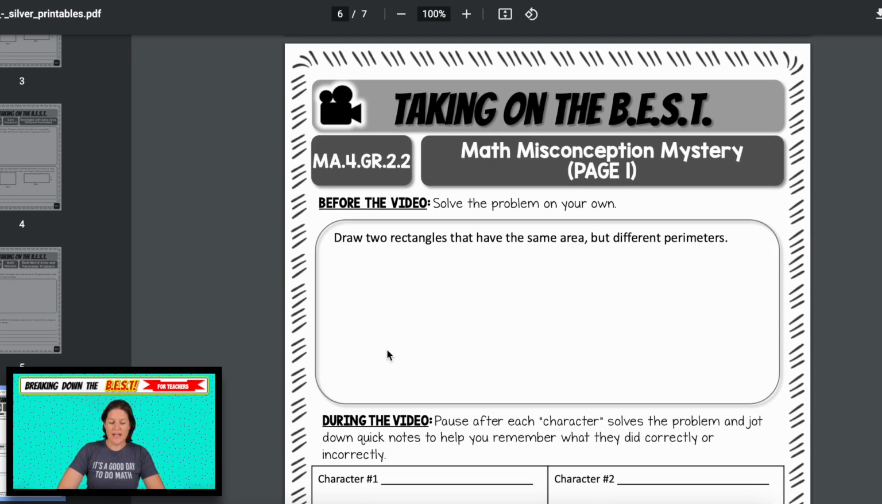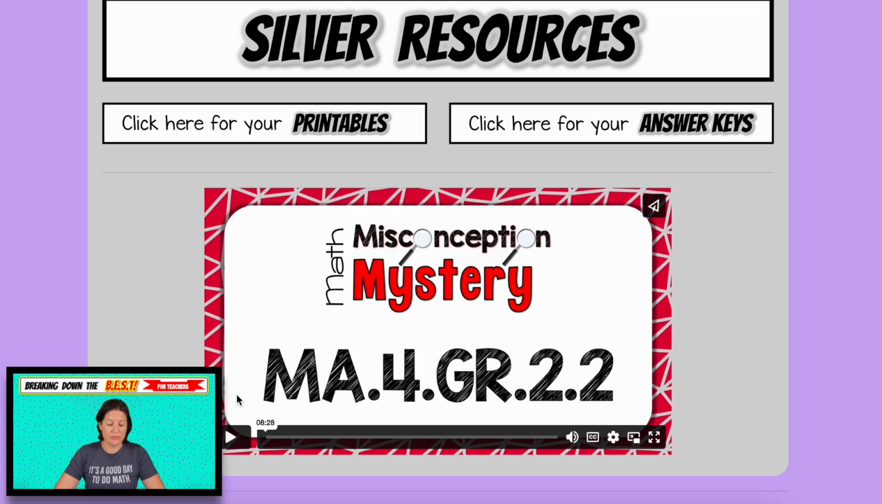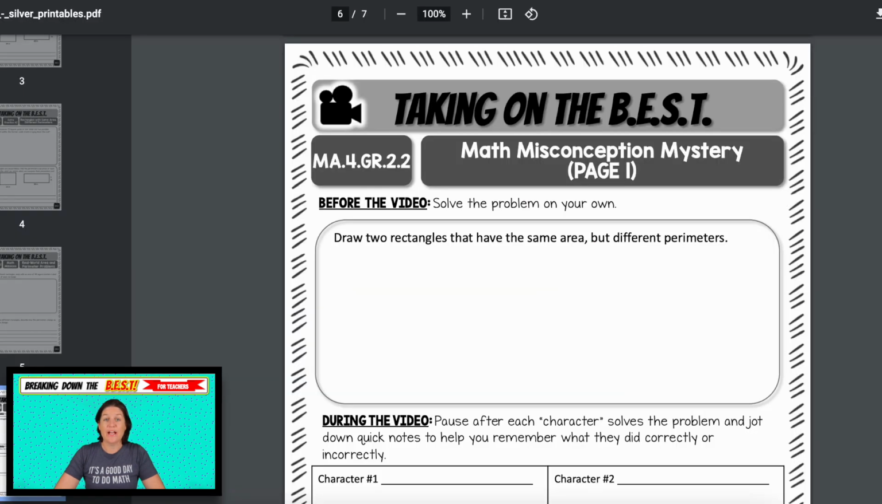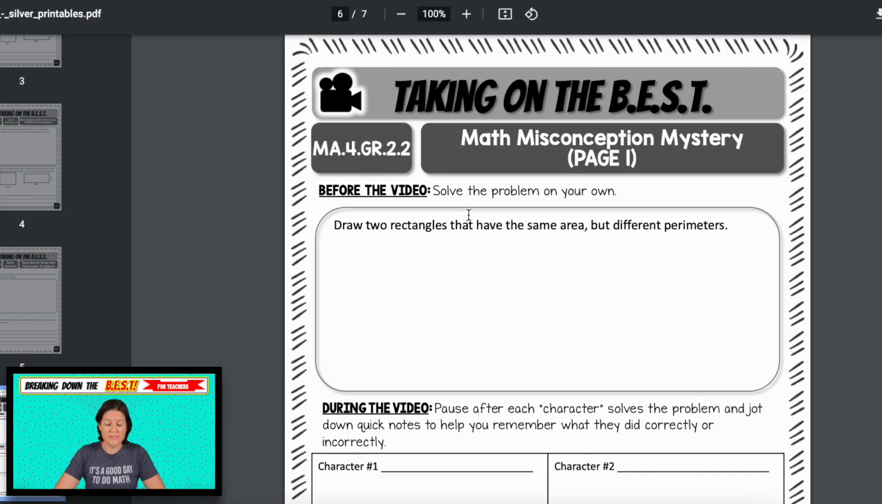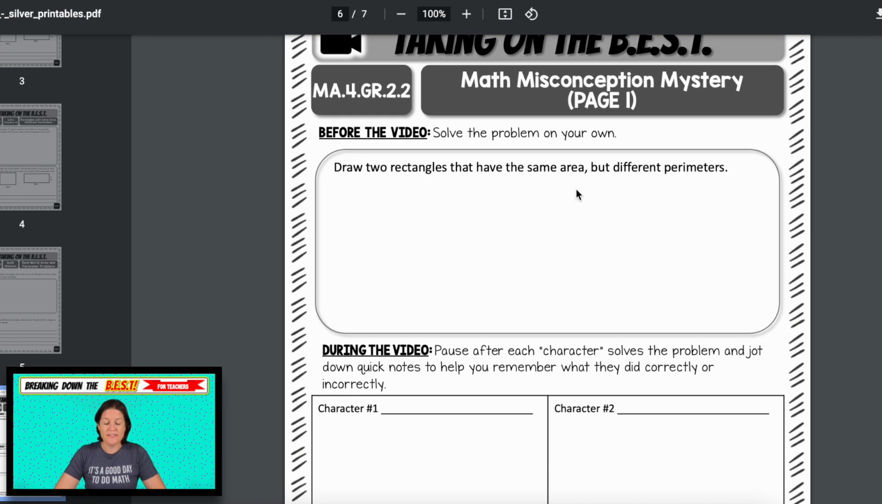And then the last activity in the silver plan is the Math Misconception Mystery video. So you'll just click right here, click play, and I will guide your students through the whole process. First, students will complete this problem either on their own or with a small group. Draw 2 rectangles that have the same area but different perimeters.